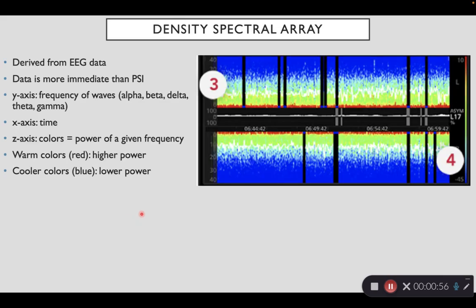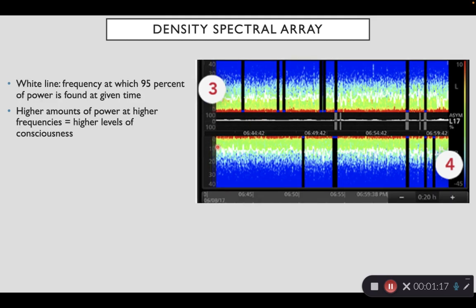The next component is the DSA, and again this is derived from EEG data. Data is more immediate than PSI. The y-axis represents frequency of waves, the x-axis represents time, the z-axis is the colors, which represent power of a given frequency. The warm colors are higher power, cooler colors are lower power, and again you have both the right and left hemispheres represented. The white line shown here and here is the frequency at which 95% of power is found at a given time.